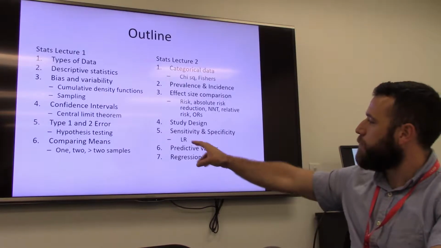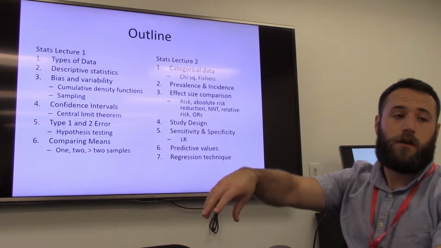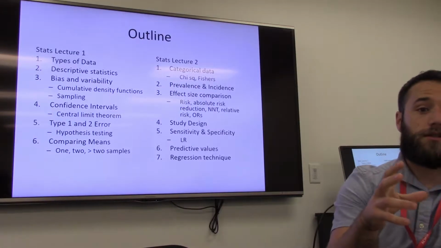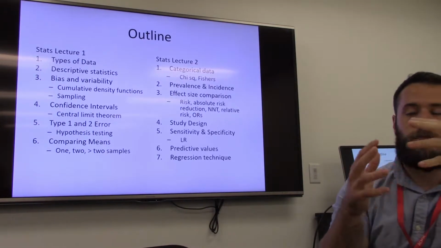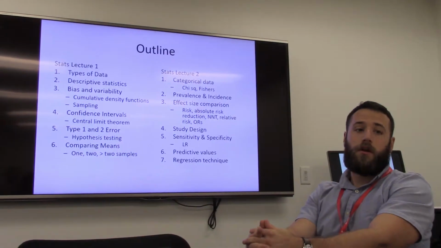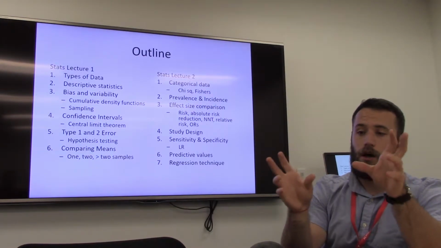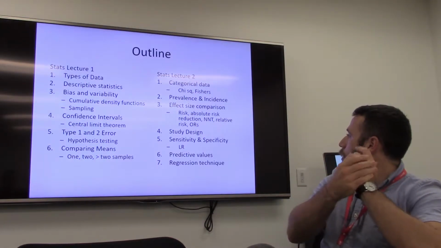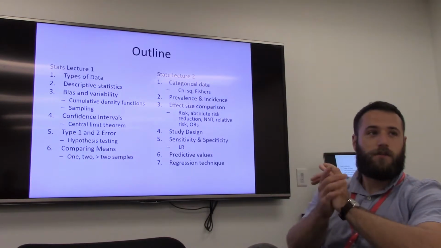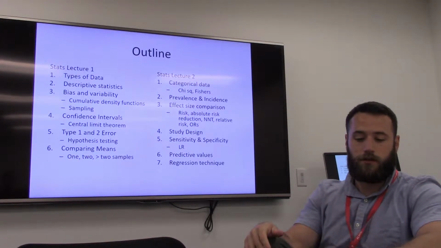So we sort of finished off comparing means of 2 or more different sets of samples. And so we're going to start off looking at categorical data as the outcome and see how we're going to compare that. Just very briefly, some high-level stuff. We're going to look at prevalence and incidence rates, look at how to compare the actual effect size between two means, or between two groups of individuals. We're going to look briefly at different types of study designs, and then go into sensitivity and specificity and likelihood ratio stuff that you've done like a million times, but it's always good to go over again, predictive values, and then briefly touch on regression techniques, okay?